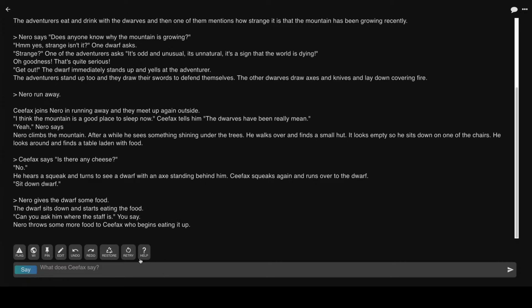The dwarf sits down and starts eating the food. Can you ask him where the staff is, you say? Nero throws some more food to Ceefax, who begins eating it up.